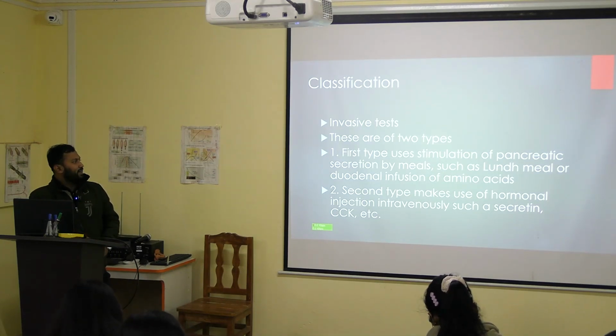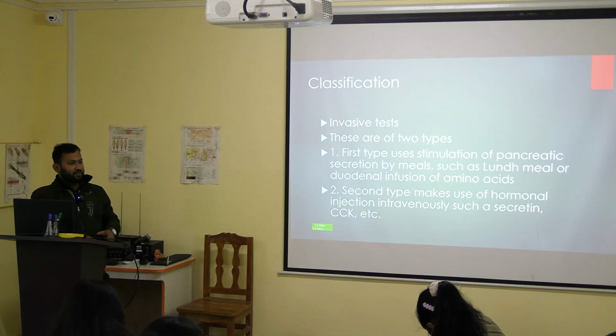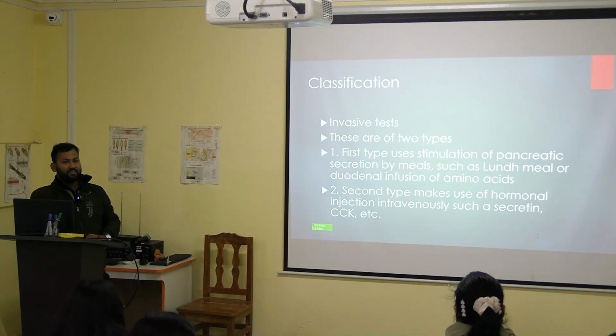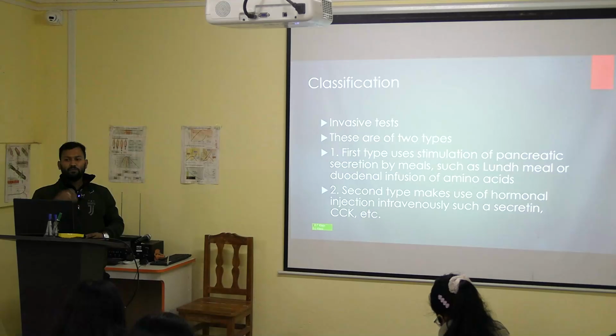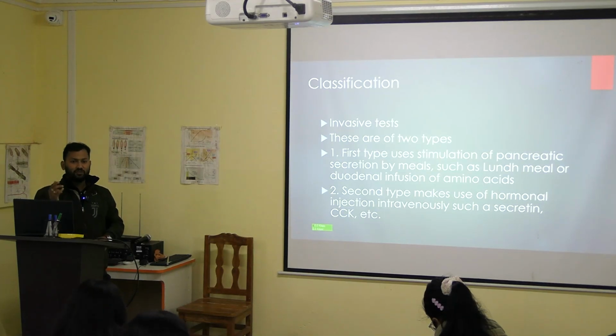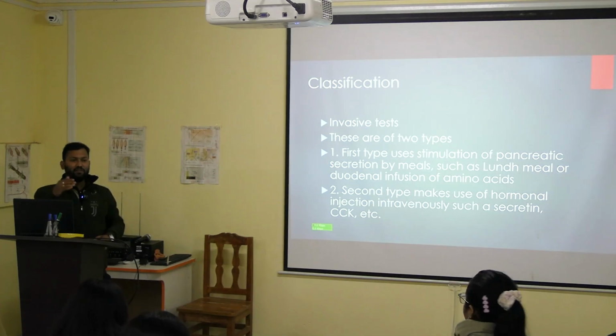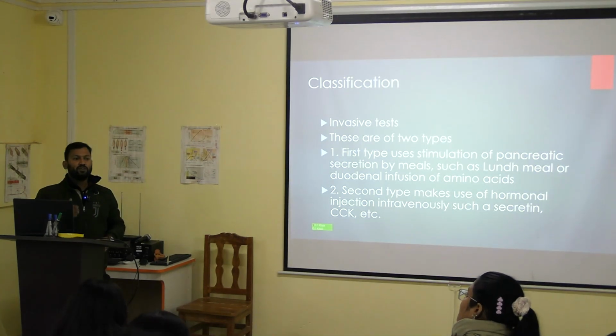First type uses stimulation of pancreatic secretion by meals such as Lundh meal or duodenal infusion of amino acids. So there is a specific type of meal which consists of many things like corn, some milk protein, and many things. We give this meal to the patient, or we can give duodenal infusion of amino acids, inside the duodenum. So after giving all these things into the body, we can see the pancreatic secretion or the pancreatic response to these foods.